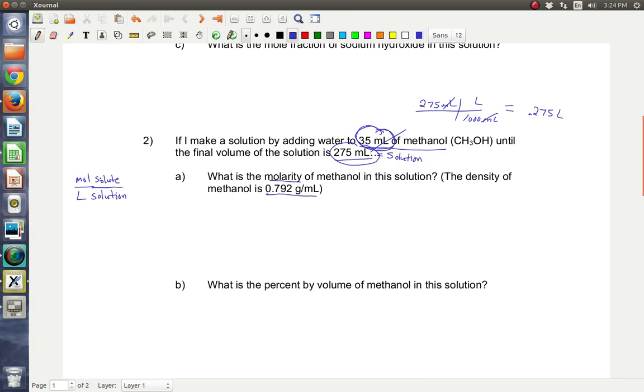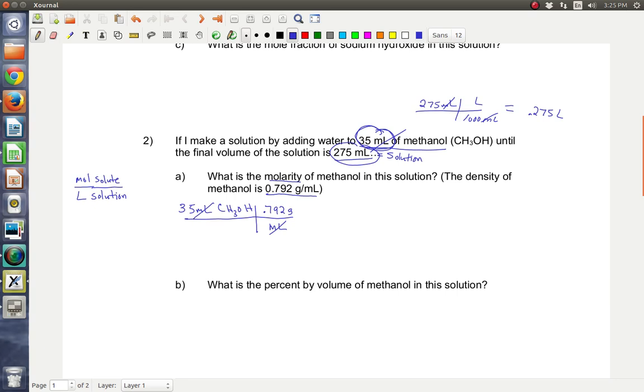Well, that doesn't help me with moles of solute, so I've got to turn that into some kind of grams and then turn the grams into moles. So take 35 milliliters of methanol. All right, and what do I know? Well, if I use the density, because that's something that's given to you, you should always try to use whatever they give you. It tells me 0.792 grams of methanol are in every 1 milliliter.